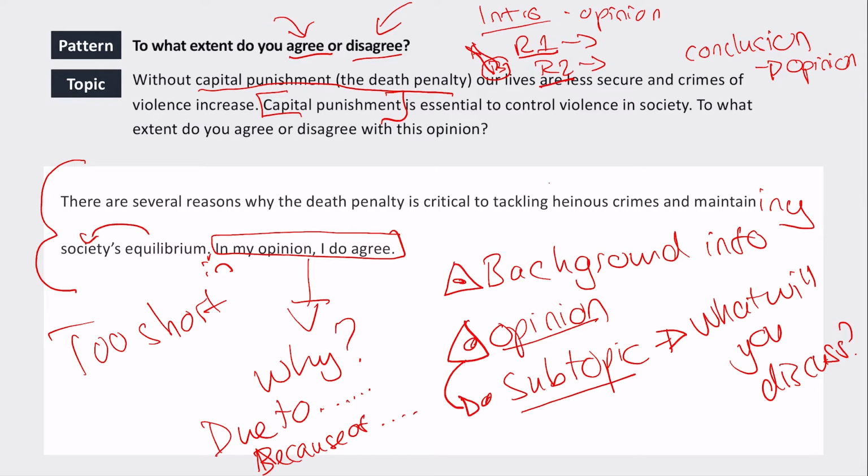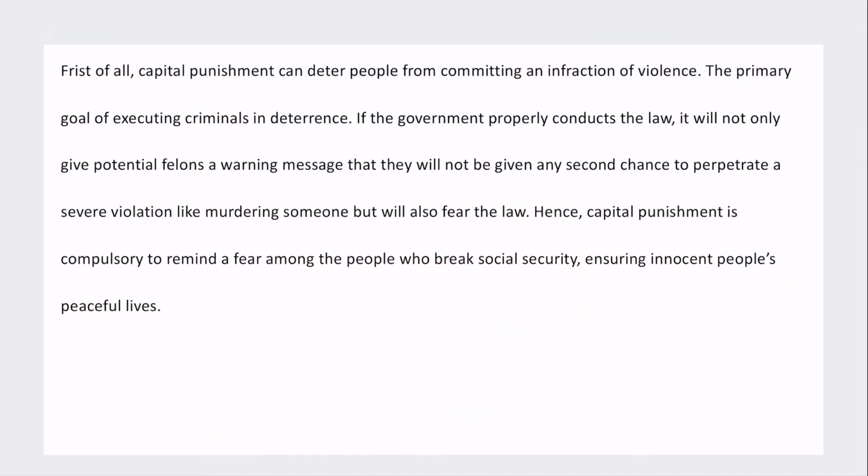I do like the word heinous and also tackling. Tackling crime is a good combination. That's the verb that usually goes with it, tackling crime. So that's a good vocabulary point. There's a small grammatical error, and I would have liked this opinion to be a little bit longer. So let's take a look at the next one.